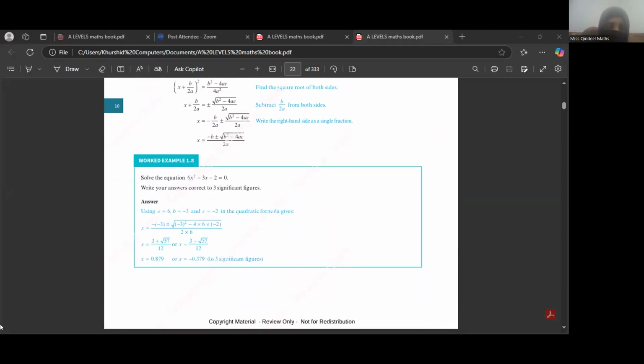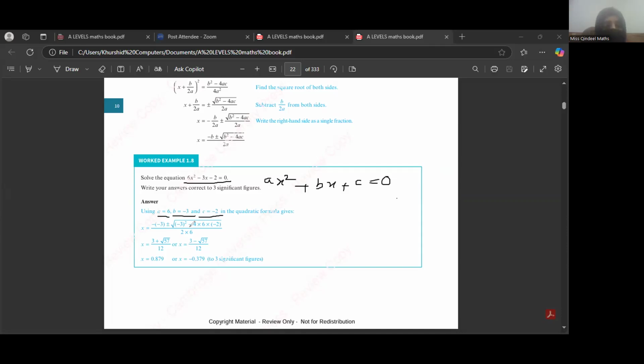Here, if you see, there is an example: 6x square minus x minus 2. So the first step is we have to find the values of a, b, and c. You have to just compare it with the standard quadratic equation, that is ax square plus bx plus c is equal to 0. This is the standard quadratic equation. Now the coefficient of x square is called a and its value is 6. The coefficient of x is called b and its value is minus 1. And the last term is the constant term that is called c, and c is equal to minus 2.